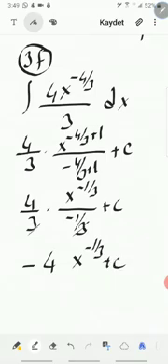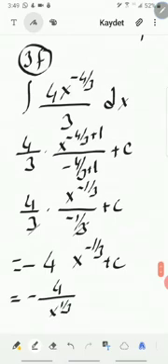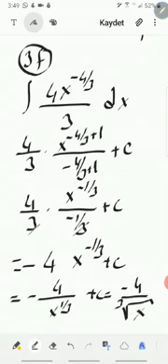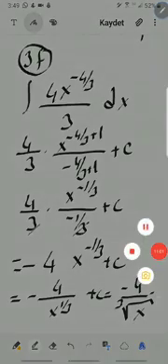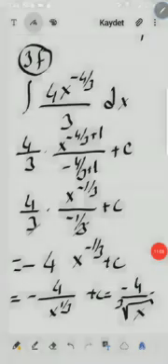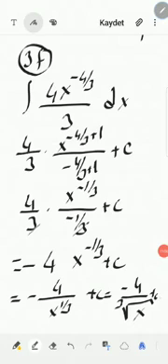You can leave the answer such that, or we can rearrange such that minus 4 x to the power minus 1 over 3 can be written as minus 4 over x to the power 1 over 3 plus c, or we can continue one more step here. X to the power minus 1 over 3 can be written as root of x with the index, of course, 3, plus c. The next question.